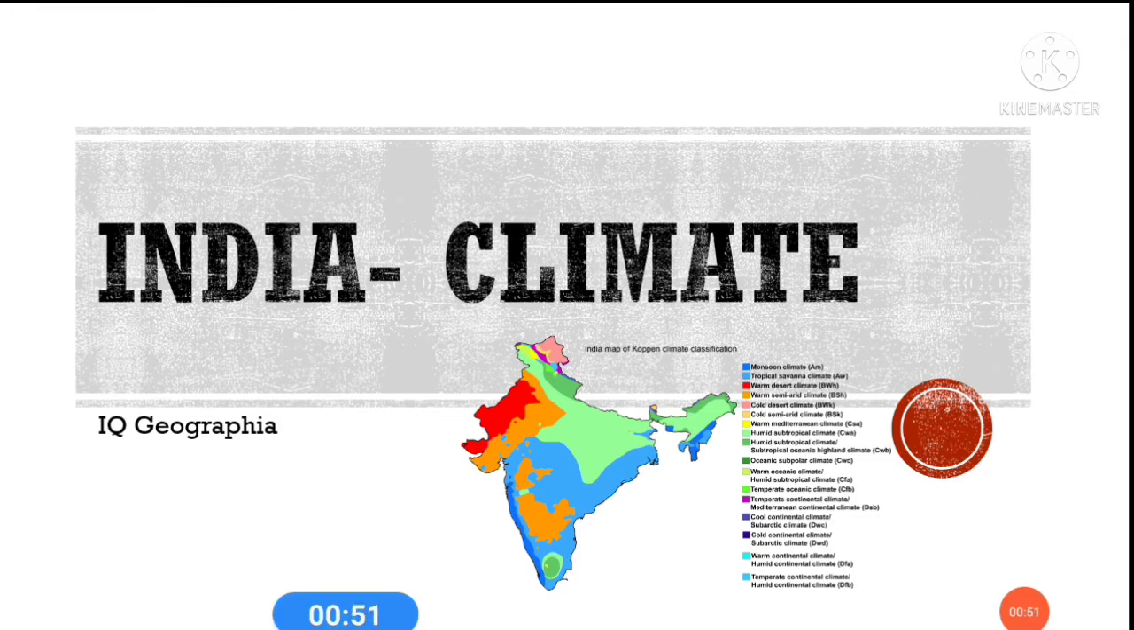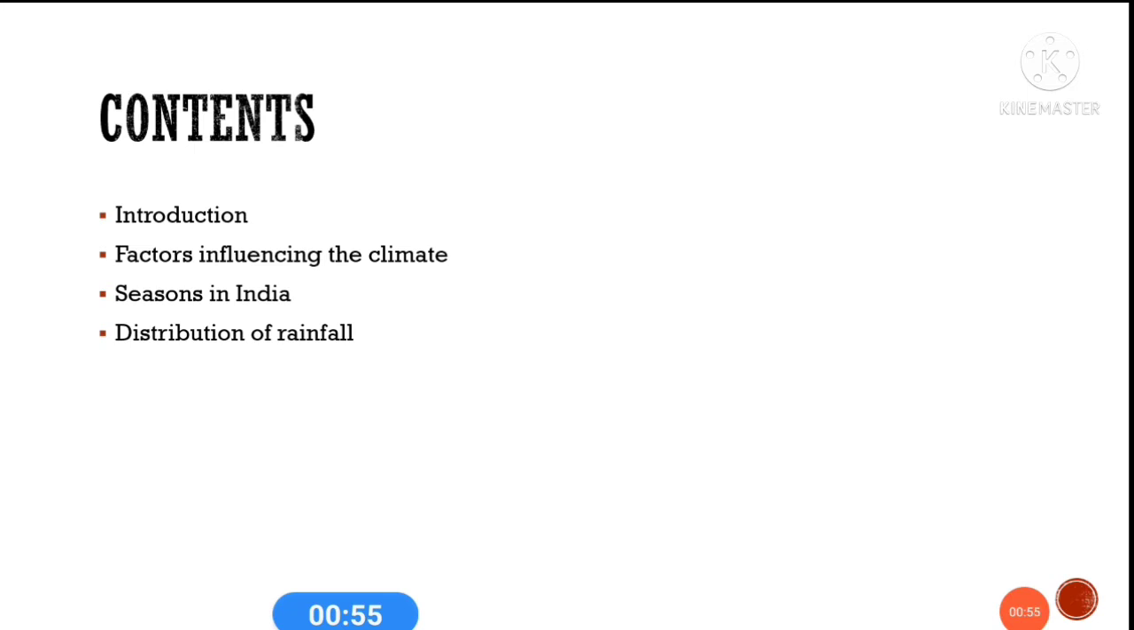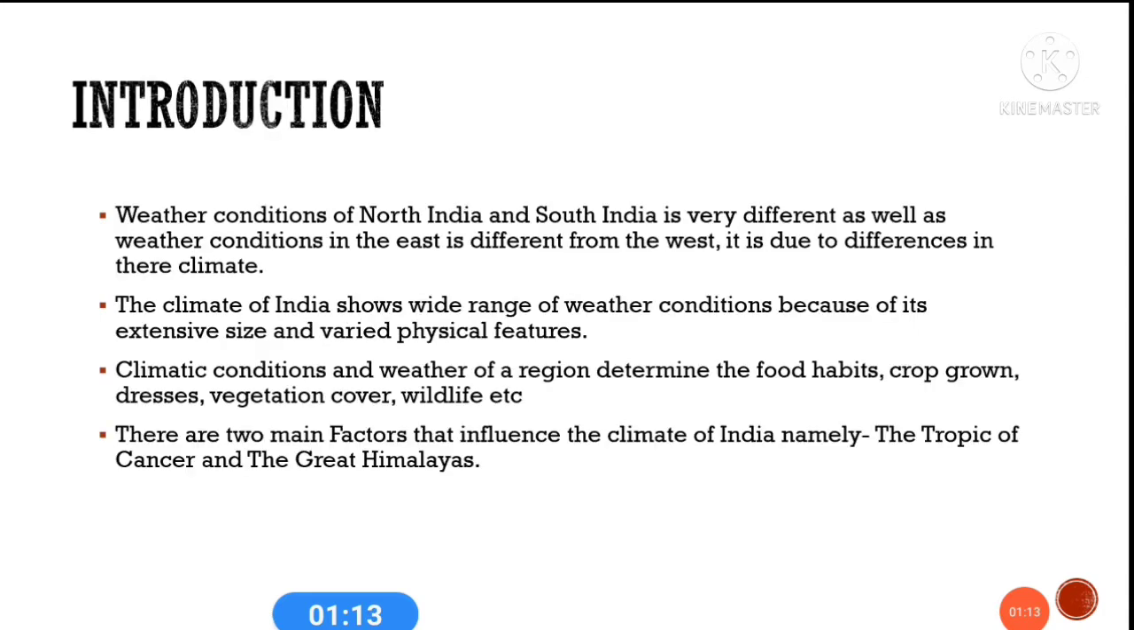First of all, let us see the important content that we are going to discuss in this topic. First of all, we'll introduce the climatic condition of India. Secondly, we'll discuss the factors influencing the climate of India, and we'll discuss the different seasons in India, and lastly we'll study the distribution of rainfall. Let us see first the introduction.